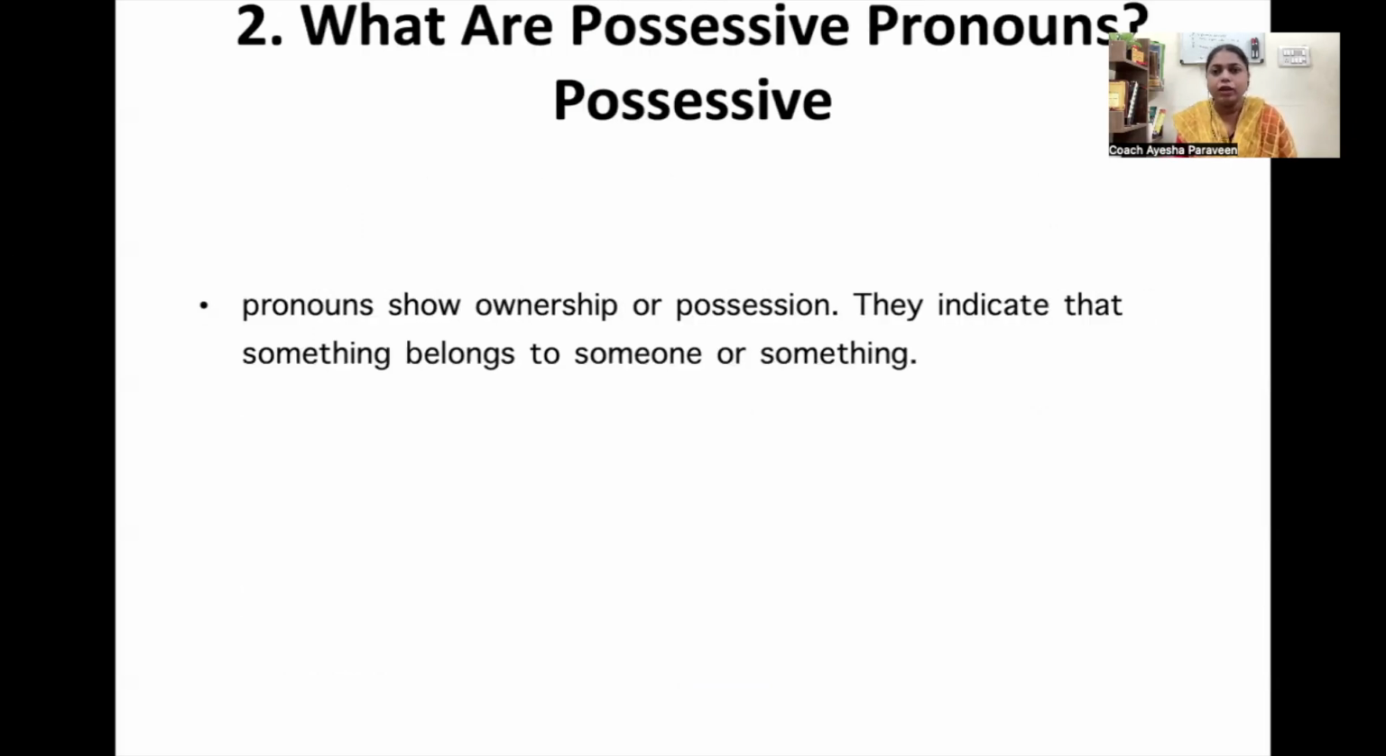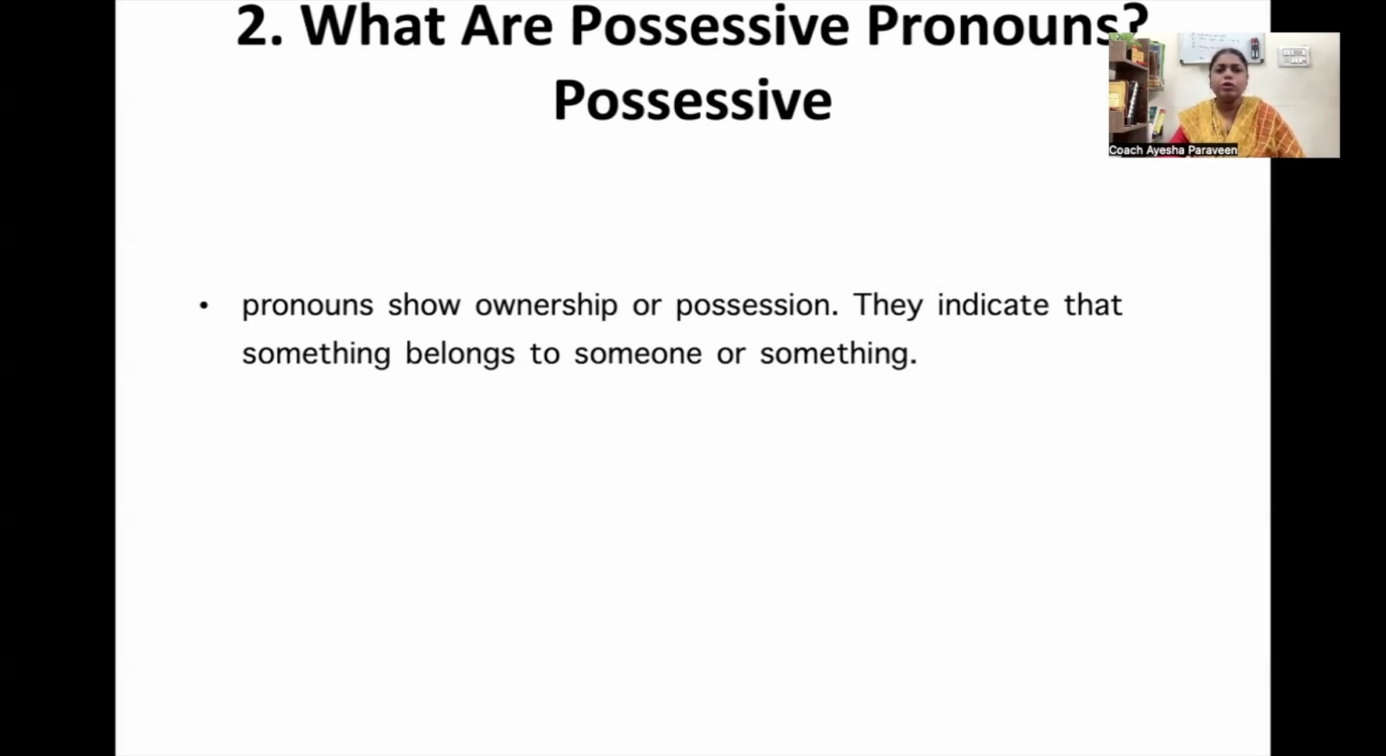Now we will see what are possessive pronouns. So I believe our personal pronoun is clear to you, and in personal pronouns we have two types, that is subjective pronoun and objective pronoun. I believe that these are clear to you. Now we are moving to the next type of pronoun, that is the possessive pronoun. We are going to understand what possessive pronouns are and where we use them.